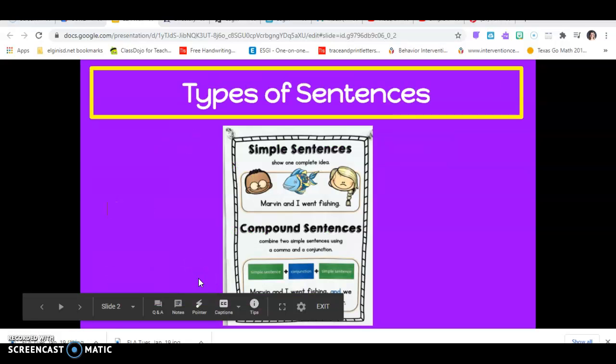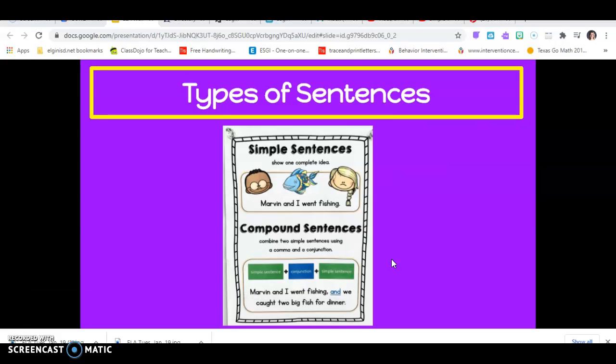Remember, there are simple sentences and compound sentences. A simple sentence just shows one complete idea. Marvin and I went fishing. While a compound sentence combines two simple sentences using a comma and a conjunction. Marvin and I went fishing, comma, and we caught 2 big fish for dinner.